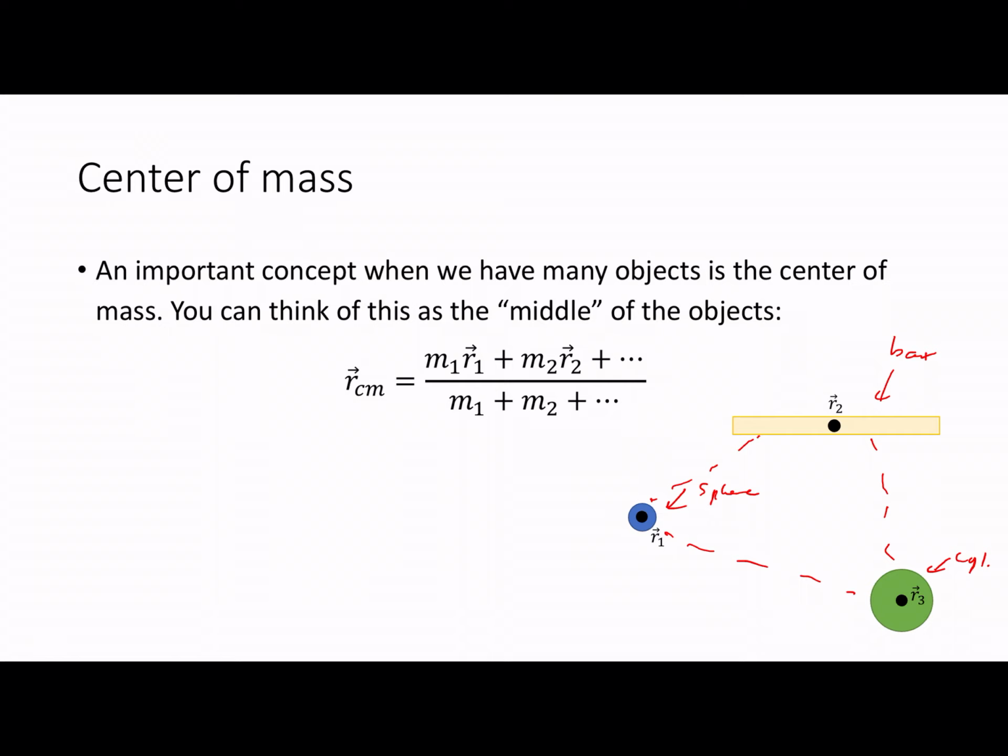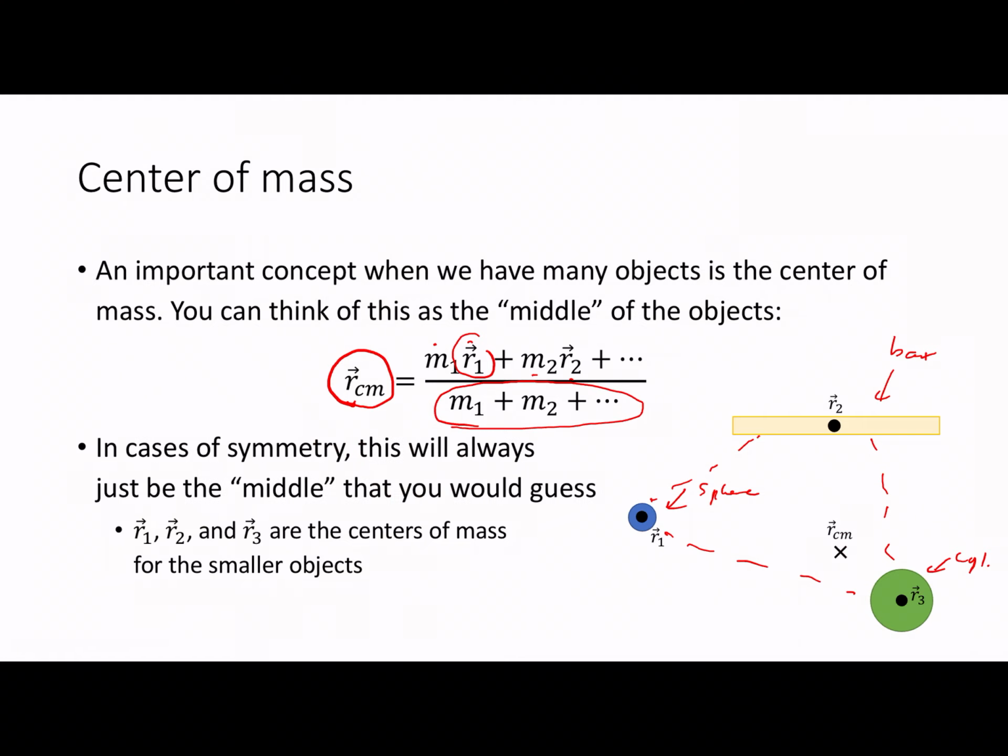That is actually something that's very useful to define. We define it as this thing called the center of mass. The center of mass is the point that is the average position in the object. And it's defined by this formula. The position of the center of mass is mass 1 times position 1 plus mass 2 times position 2, etc., divided by the sum of all the masses. So it's a weighted sum of all the positions of the objects.